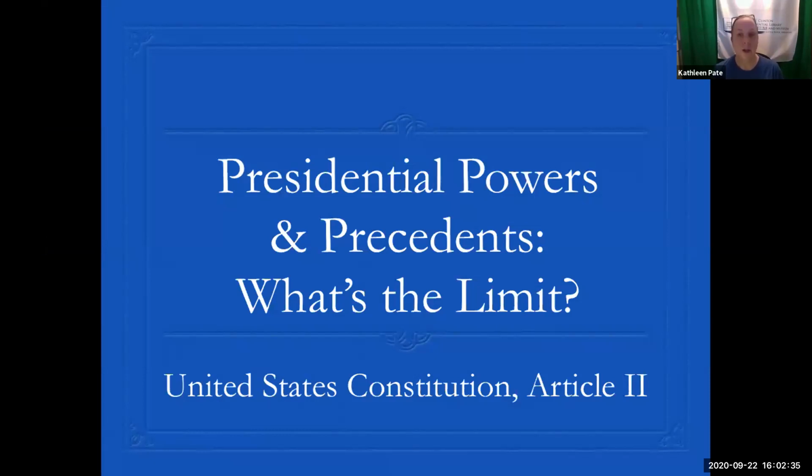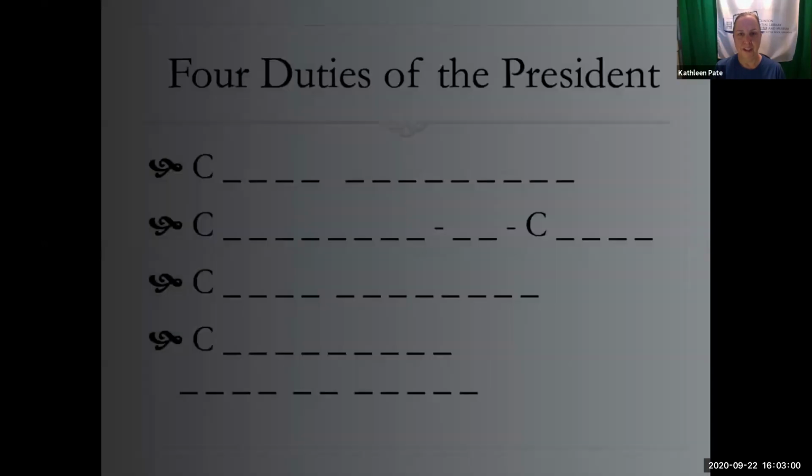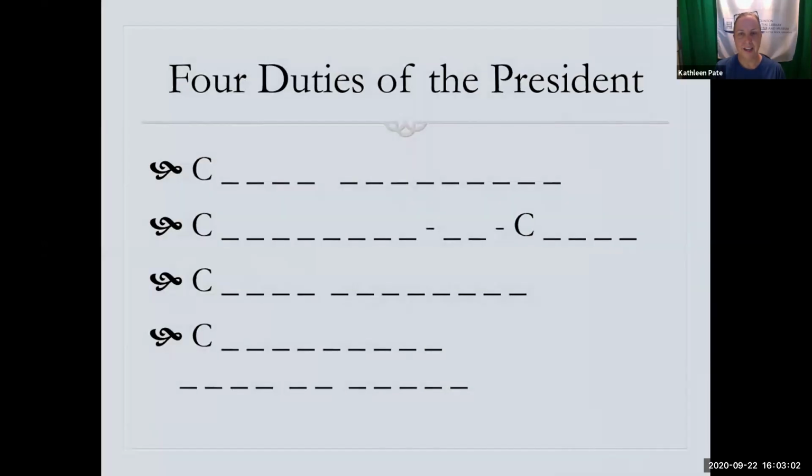So when you're talking about presidential powers, you're looking to the United States Constitution. In particular, Article 2 spells out the powers of the president. And the way that I remember those is I call them the four C's. So you're going to help me identify what the four C's are, Wheel of Fortune style. But I'm not going to give them all to you at once. Don't worry. We're going to start with the first one.